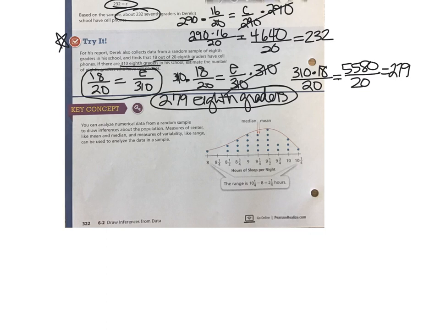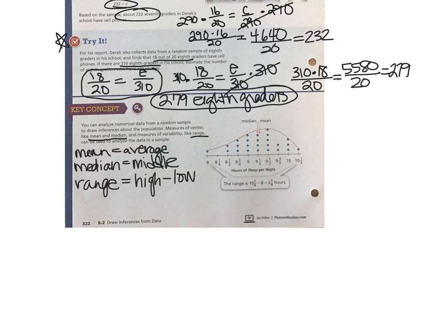And last but not least, let's take a look at the key concept. You can analyze numerical data from a random sample to draw inferences about a population. Measures of center, like mean and median, and measures of variability, like range, can be used to analyze the data in a sample.